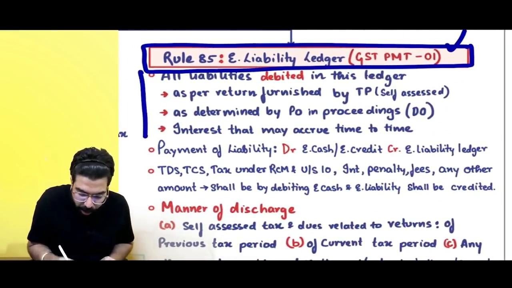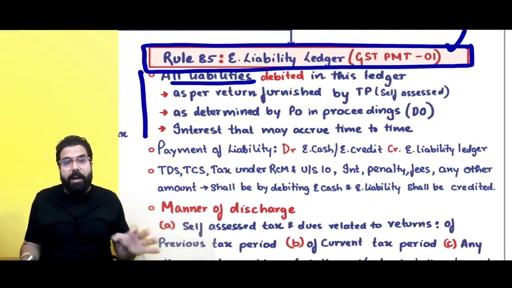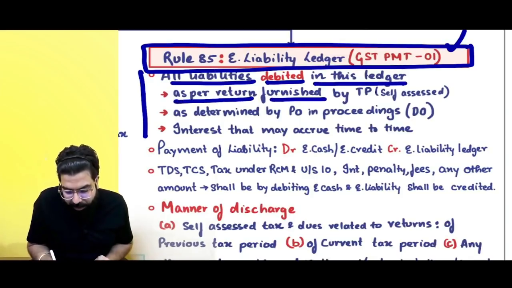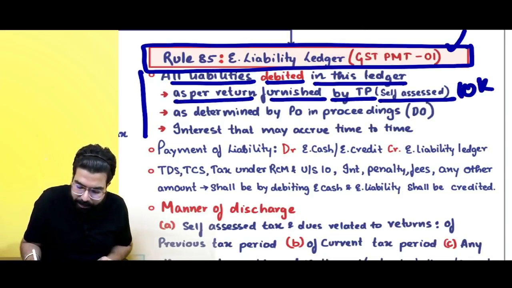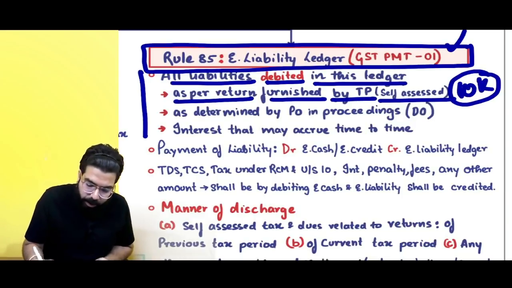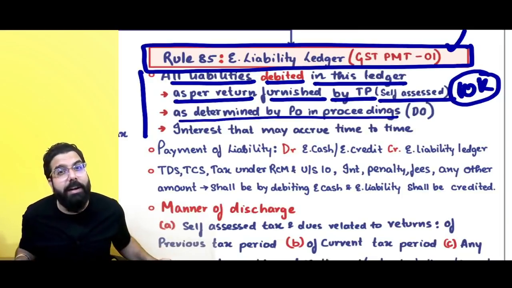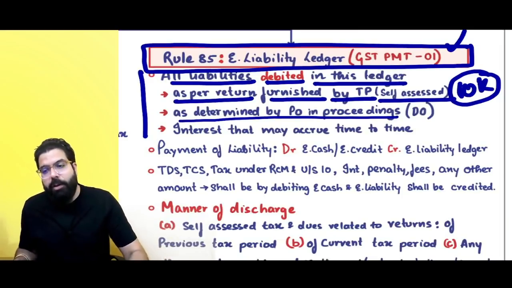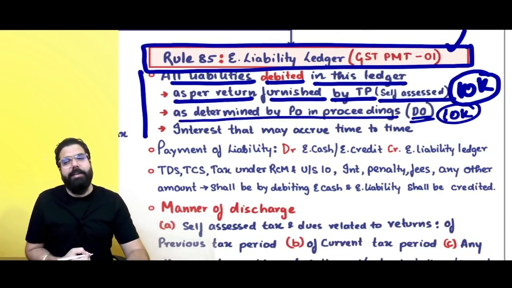Sir, what will happen over here? First of all, the liabilities will be debited. Whatever you are liable to pay will be debited in this ledger. As per your return furnished by the taxable person, that is your self-assessed liability. Supposing you have to pay the government 10,000 rupees, that will get debited here. Okay, sir. Then, as determined by the proper officer: he determined that you have not paid some taxes, and told me, Ramesh, you have to pay an additional 10,000 rupees. For that, he has raised a demand order.